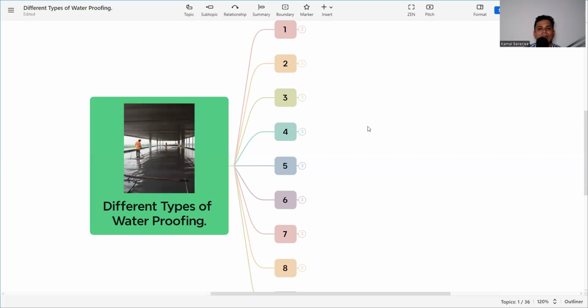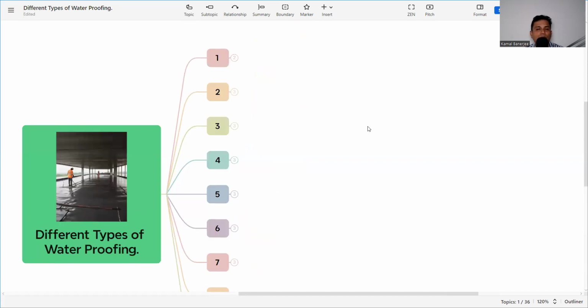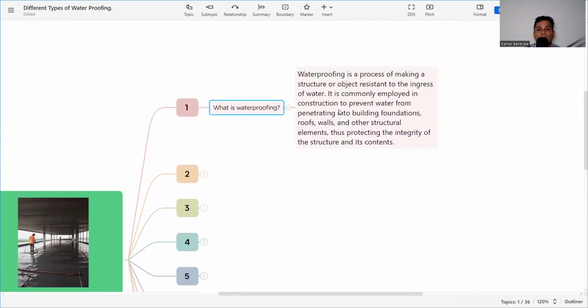So without wasting time, let's start with the different types of waterproofing used in the construction field. First we need to know what waterproofing is, and understand why waterproofing is required. Waterproofing is a process of making a structure or object resistant to the ingress of water. In simple words, it is preventing water from ingressing inside the structure or building. So it is holding the water out, or it is a water repellent.